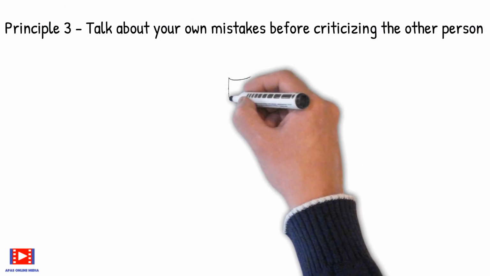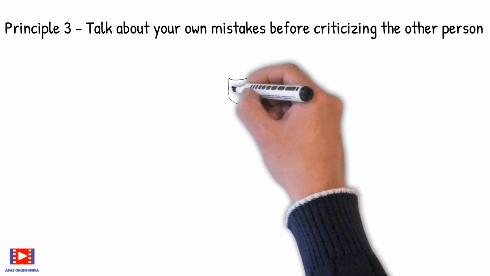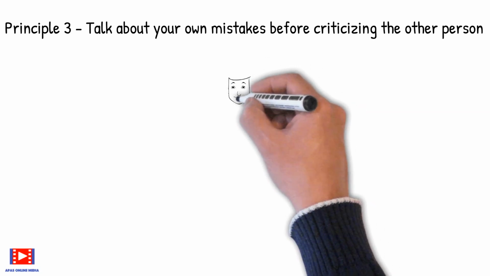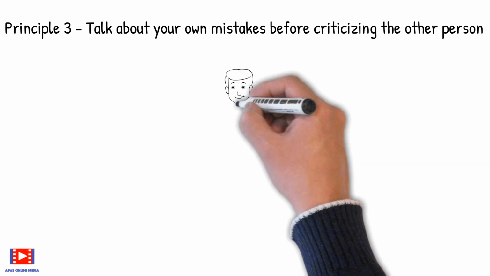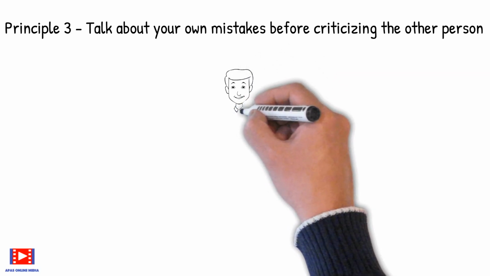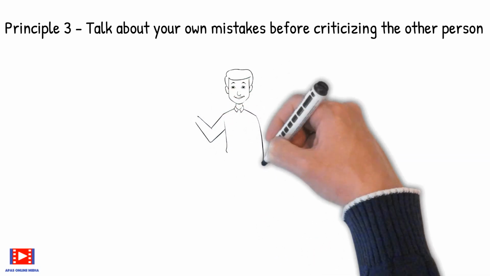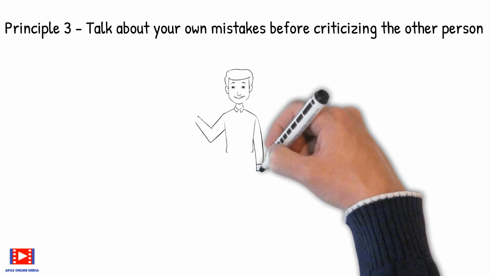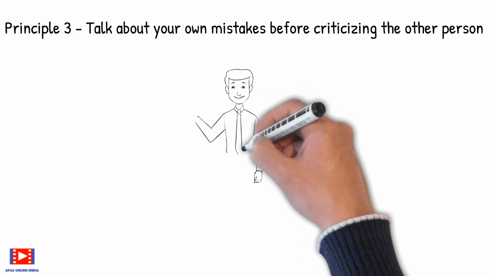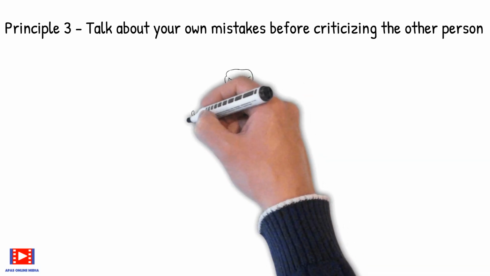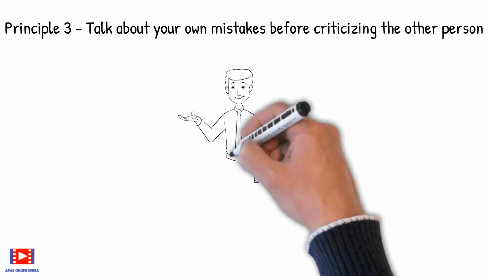Principle 3. Talk about your own mistakes before criticizing the other person. Admitting one's own mistakes, even when one hasn't corrected them, can help convince somebody to change his or her behavior. Actually, it isn't nearly so difficult to listen to a recital of your faults if the person criticizing you begins by humbly admitting that he too is far from impeccable.